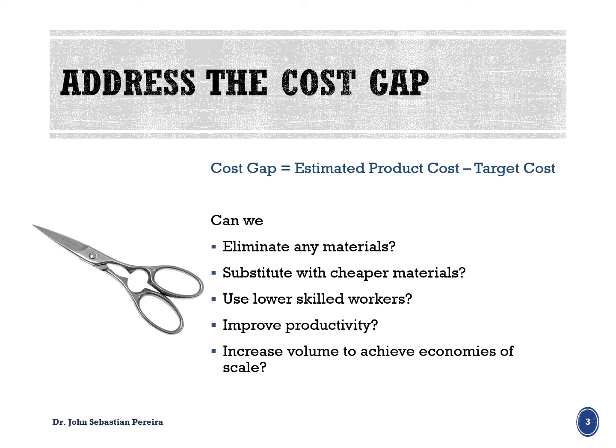So within the target costing, it's important to address the cost gap. We cannot affect the selling price. Hence, the only variable within the organization that can be controlled or managed is the product cost. So the company attempts to reduce the product cost to address the cost gap.